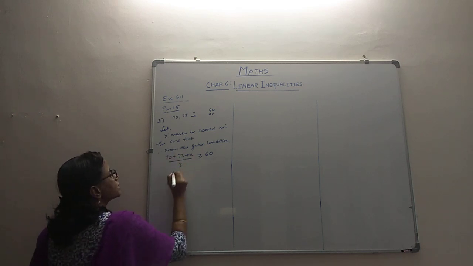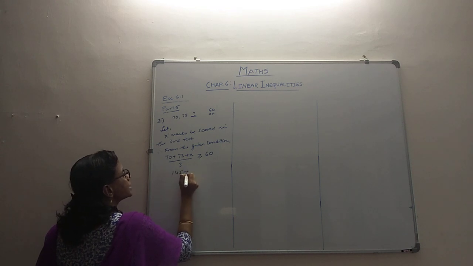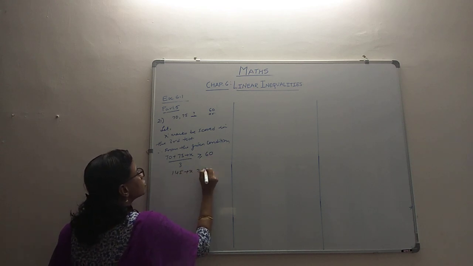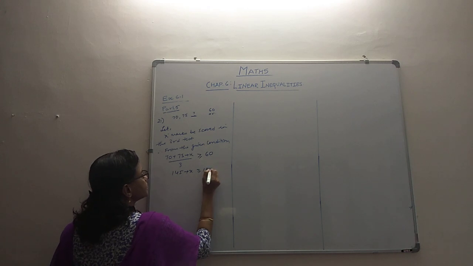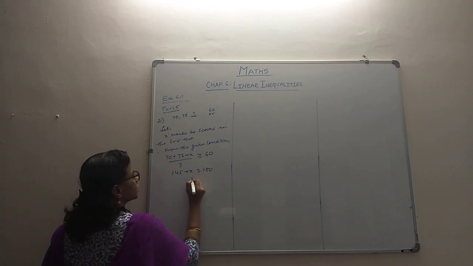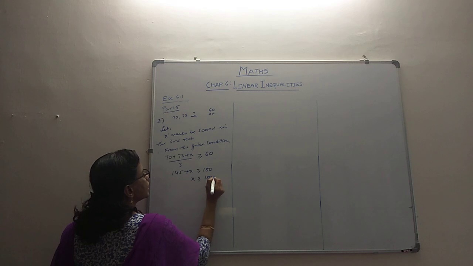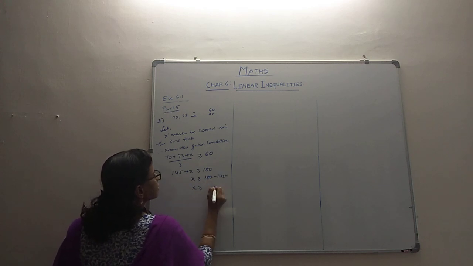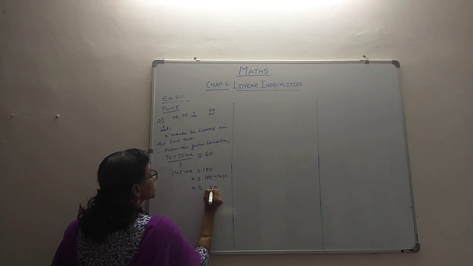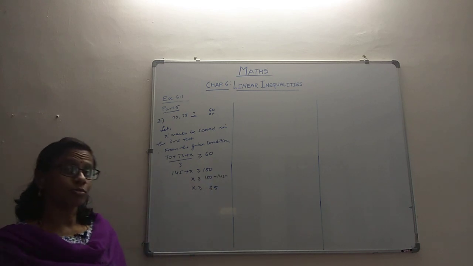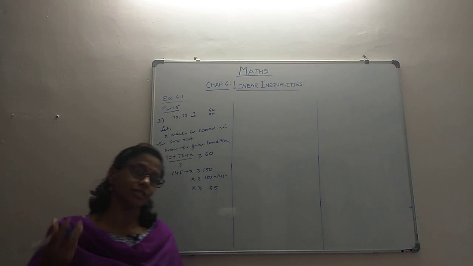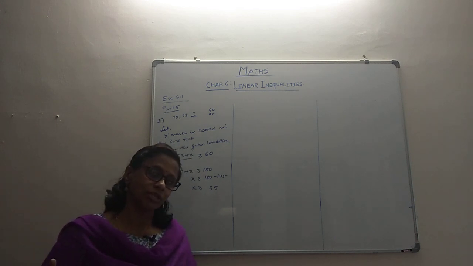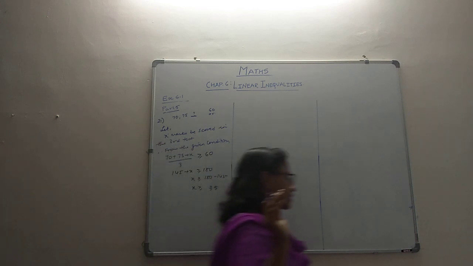So 70 plus 75, it's 145 plus x, and the 3 can go there. So it is 60 into 3, 180. 145 can go there. It will become 180 minus 145. That means 5 and 4, it's 3... x can be any value more than 35. If in the third test he gets any value more than 35, then the condition is met.